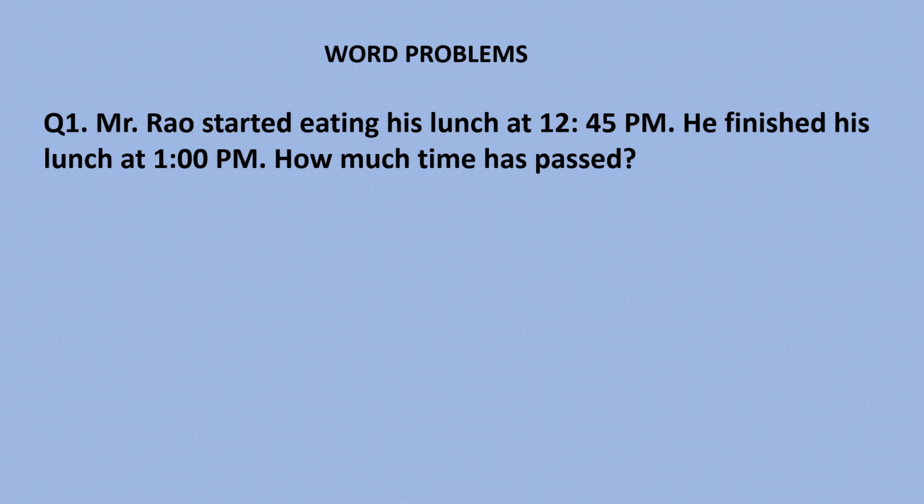Now we will solve the word problems. First question, Mr. Rao started eating his lunch at 12:45 p.m. He finished lunch at 1 p.m. How much time has passed? Children, you have to find out the difference. So what is the difference? How much time did he take for this? So the time is 15 minutes. Just draw the clock and see the difference. You will find 15 minutes difference. So he took 15 minutes to have his lunch.